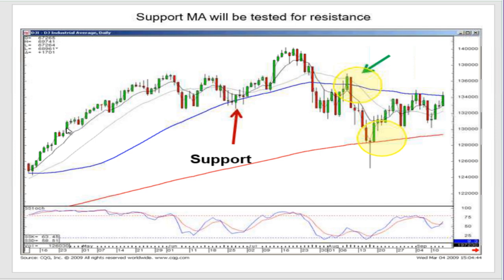Oh, the ultimate, a shooting star, no. A shooting star is a small body with the tail to the upside at the top of a trend.